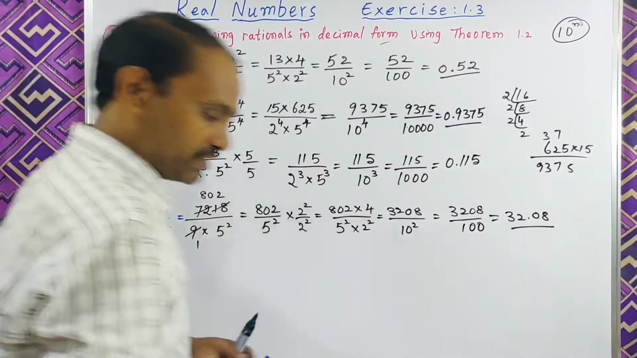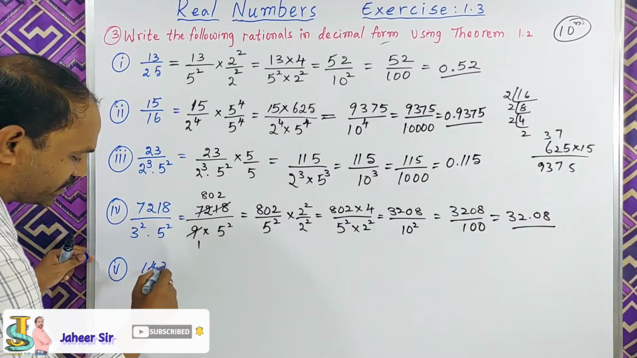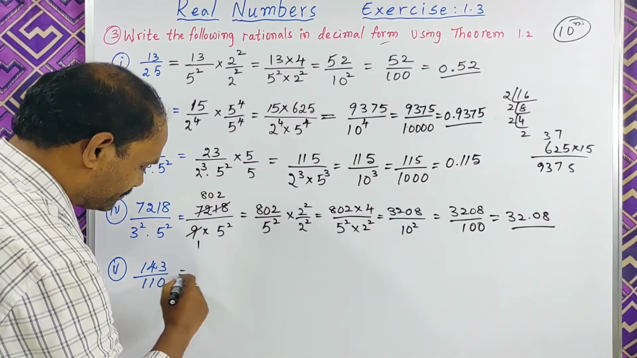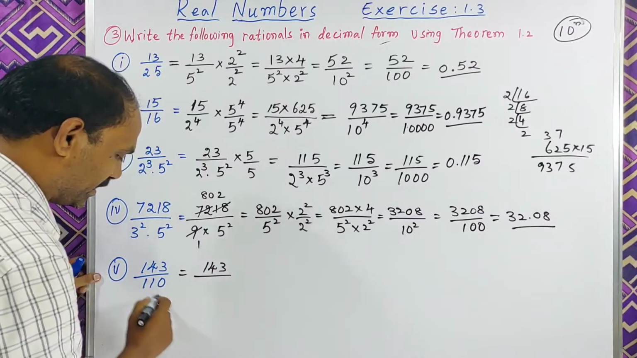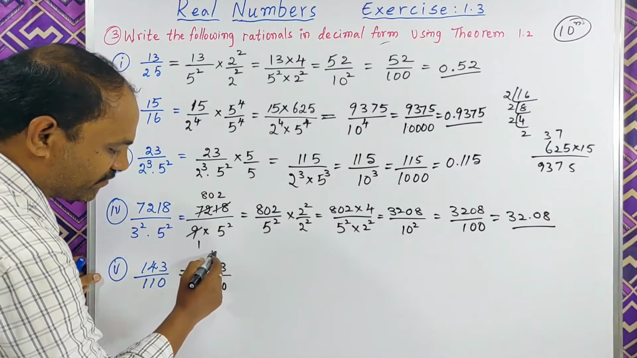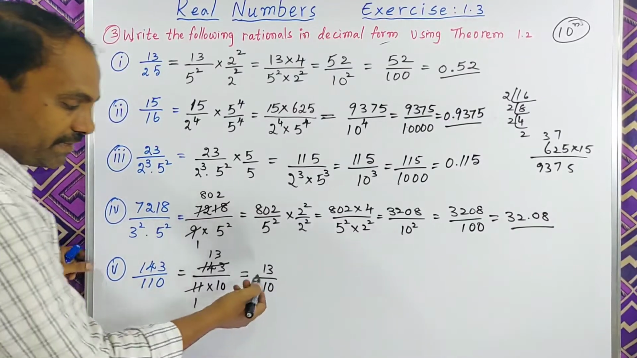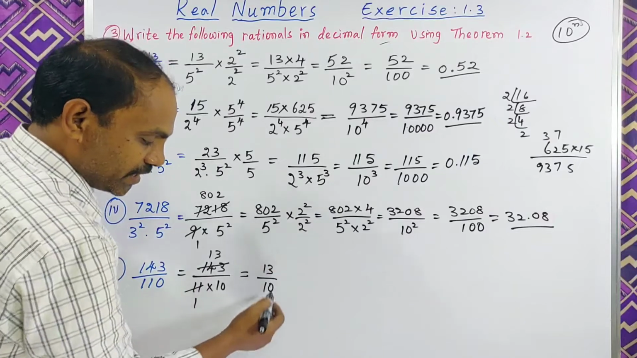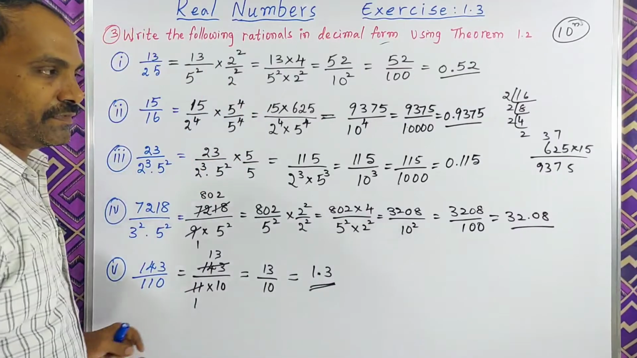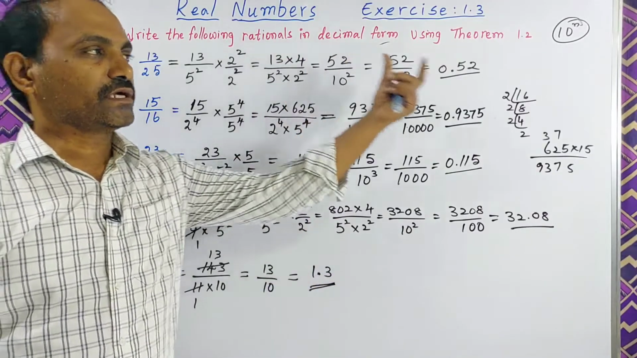Now let us check the last question in this. 143 by 110. We can write 143 as 11 into 13 and 110 as 11 into 10. 11 ones are 11, 11 threes are 33, so 13 by 10. Already the denominator is 10 power n. So 10 is there, that's why one digit after the point: 1.3. Is it understood? These are our answers by using 10 power n.